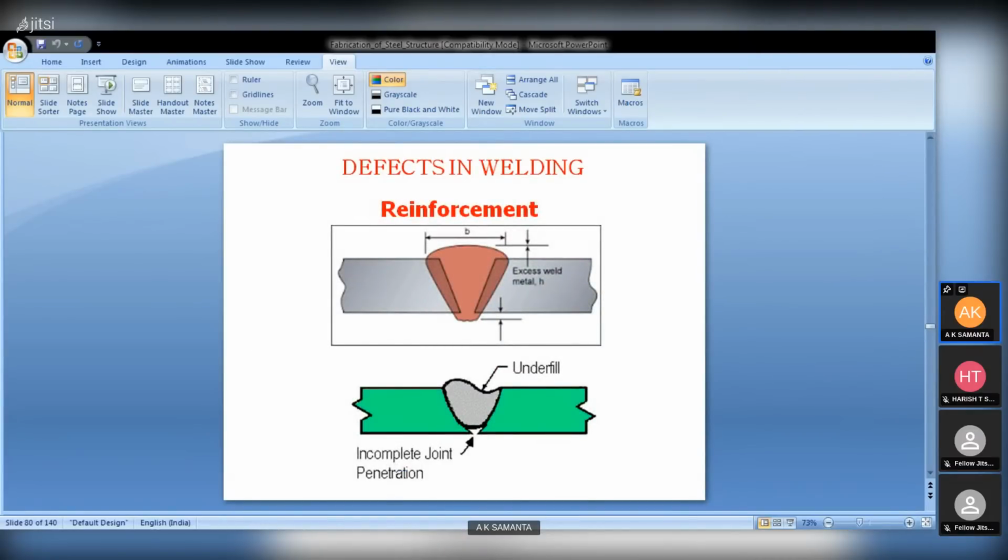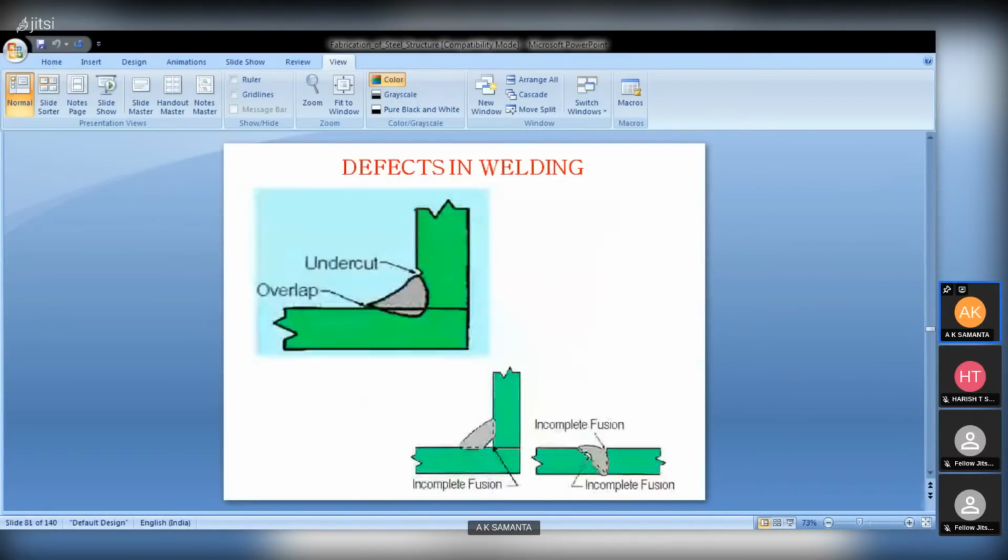Then reinforcement: when plates are joined in butt welding, excess welding will be there on both sides, top and bottom. That is called reinforcement. And just opposite to it, if that reinforcement is not there and the welding is less, it will create another thing, underfill or incomplete joint penetration. So both are defects. Reinforcement we can accept after grinding the excess welding, but underfill or incomplete joint penetration we cannot accept.